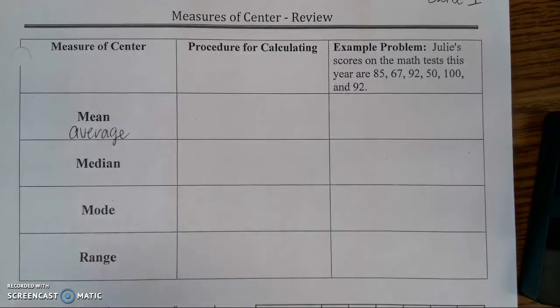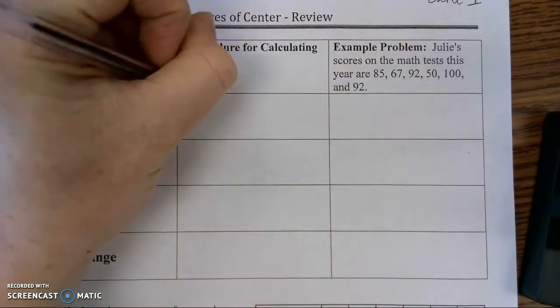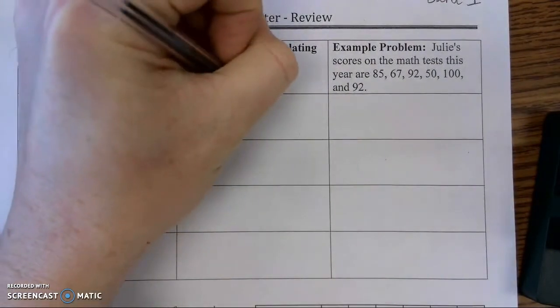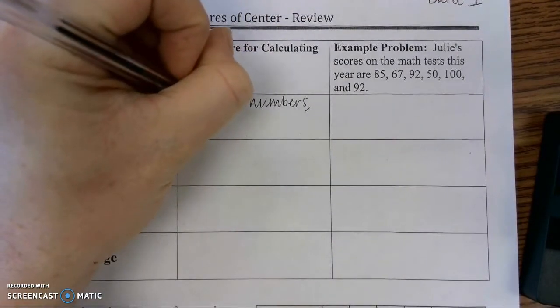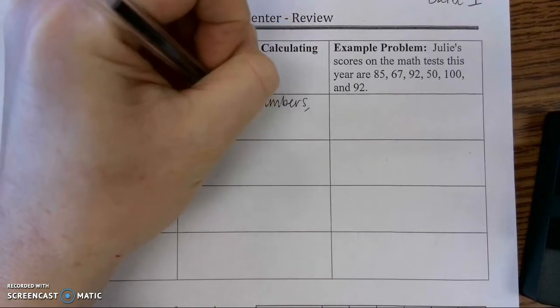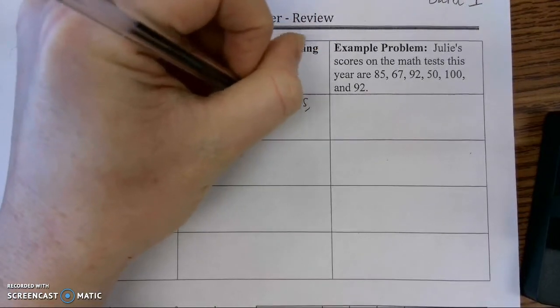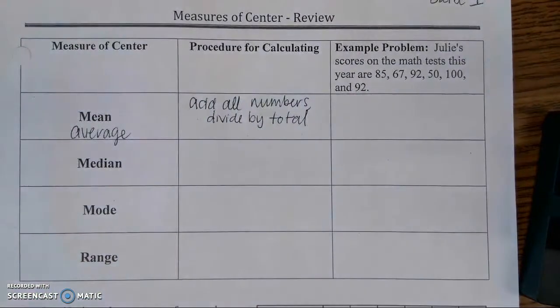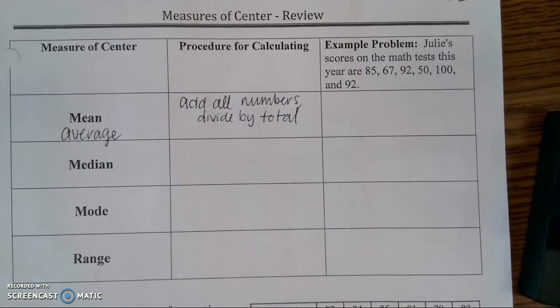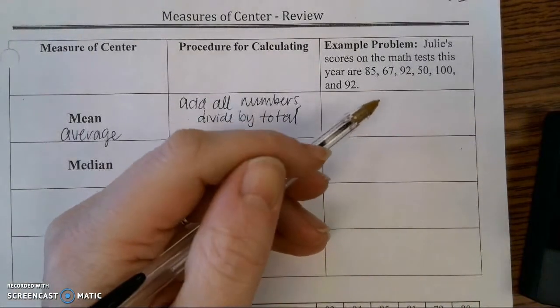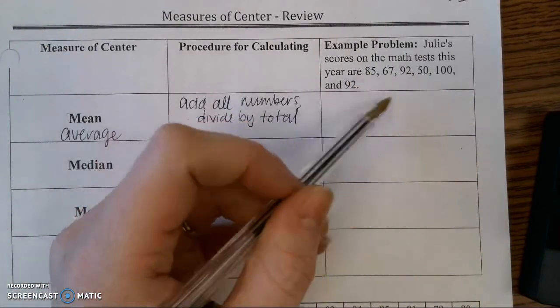So to calculate the mean, you're going to add all the numbers and then divide by the total. So what I mean by the total is that you are going to divide by the number of data points in your set. So in this example problem over here, we have some test scores.